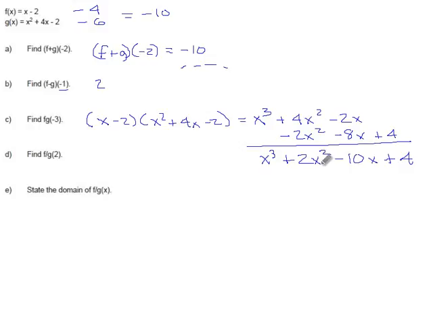Okay, so there's what I get for the product of these two functions, and now once you've got the product, put negative 3 into it. Negative 3 cubed is minus 27. Minus 3 squared is 9 times 2 is 18. Minus 10 times minus 3 is plus 30 plus 4. Minus 27 plus 18 is minus 9. Minus 9 plus 30 is 21. Plus 4 makes 25.